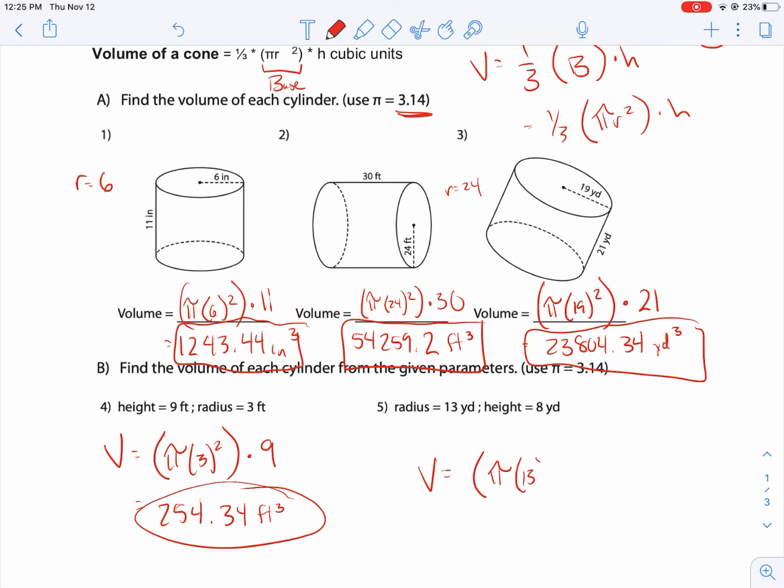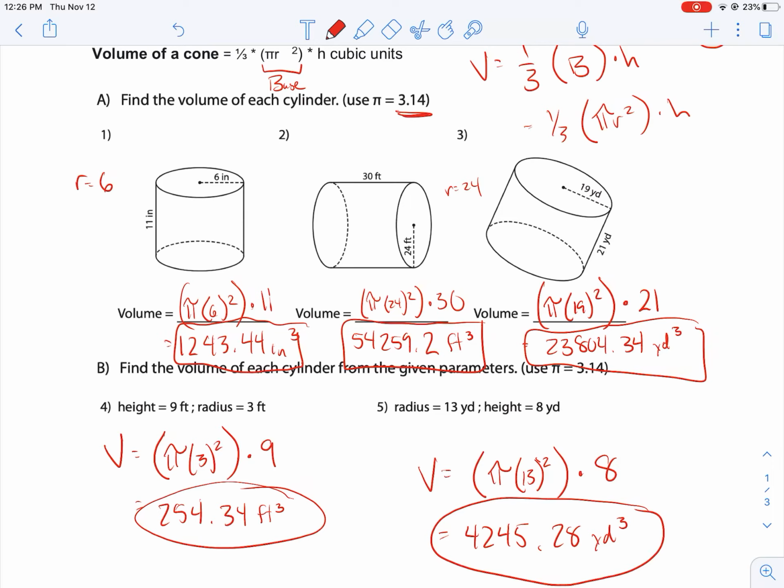And then finally, our radius here is 13, so the area of our base is going to be pi times 13 squared times our height, which is an h. 13 squared times 3.14 times 8, and I get 45.28 yards cubed. And that's how you find the volume of a cylinder: just the area of the base times the height.